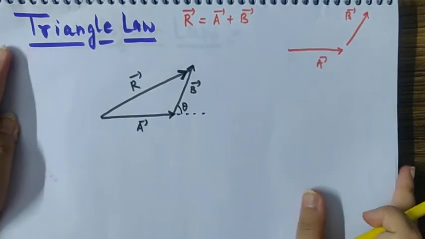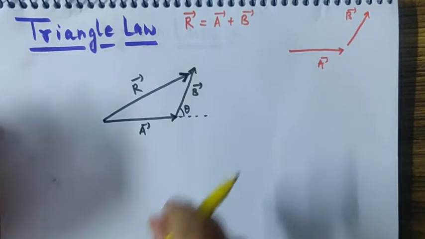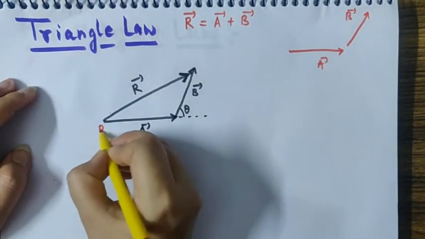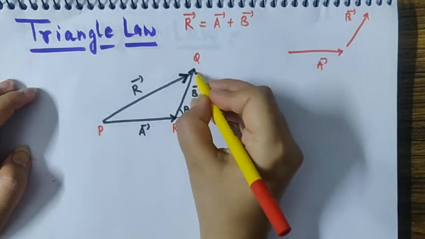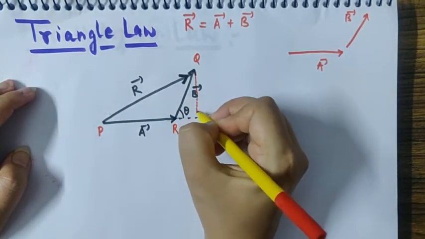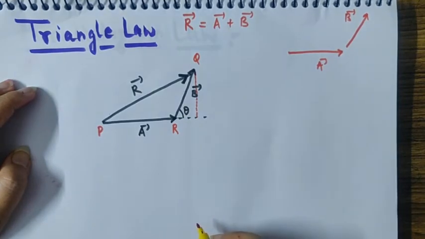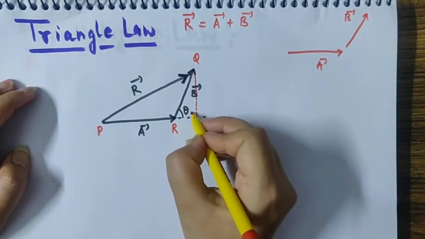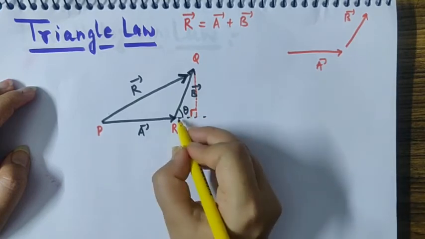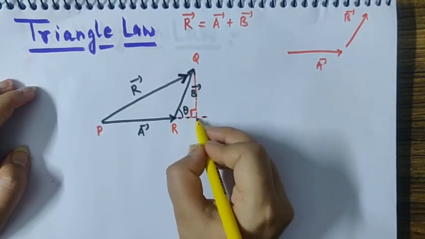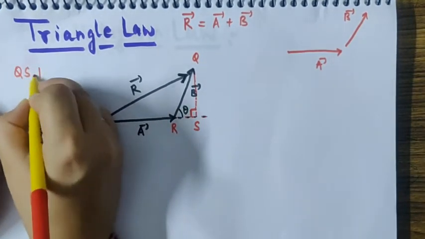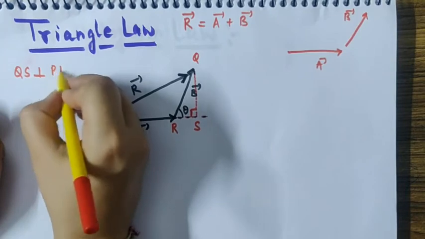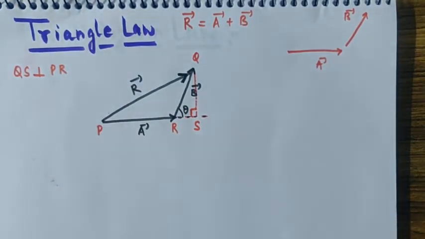Now, what will you do in solving this question? First of all, give names to this triangle, such as P, Q, and R. The second step is just to draw a perpendicular. I am drawing a perpendicular like this. So this is a perpendicular drawn. Give it a name also. On the extra plotted line, I have drawn a perpendicular. Let this be S. So I'll be writing, QS is perpendicular to PR or PS. You can write anything, meaning it is basically perpendicular to the direction of A vector.